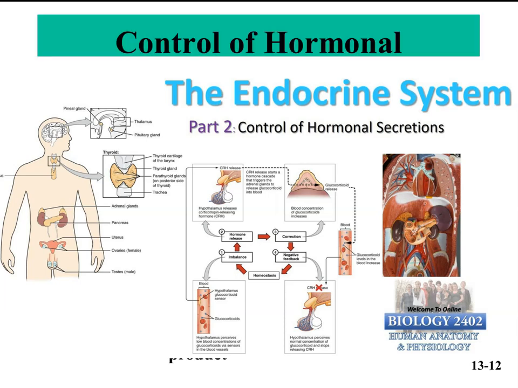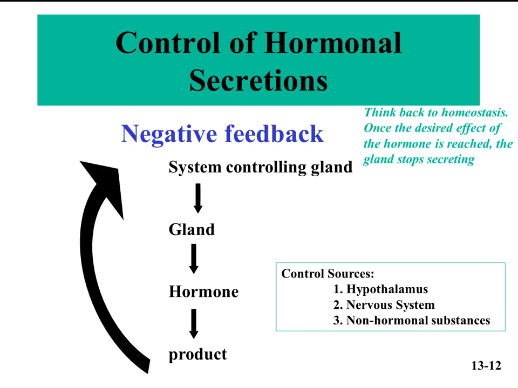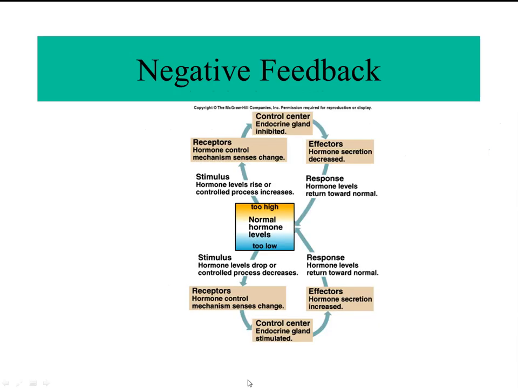Generally, hormone secretion is controlled in 3 ways, and let's look at those 3 ways. These 3 ways are regulated by negative feedback. Homeostatic mechanisms work off of negative feedback. Once a desired effect of the hormone is reached, the gland or the hormone secreting cells will stop secreting. If more of the hormone is needed, then they will be triggered to secrete the hormone and the process starts.